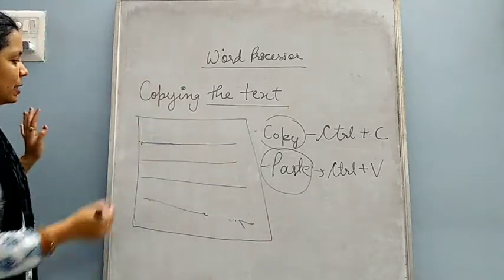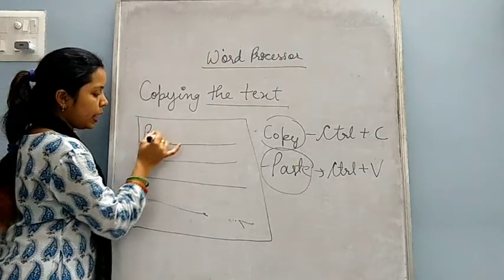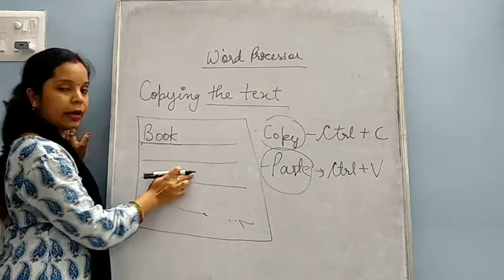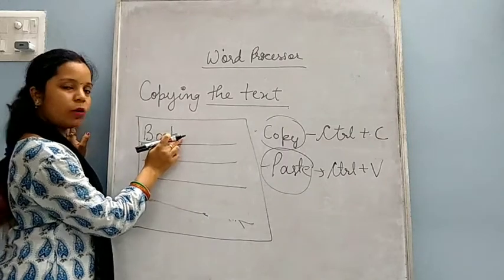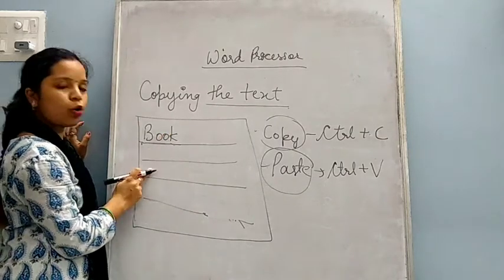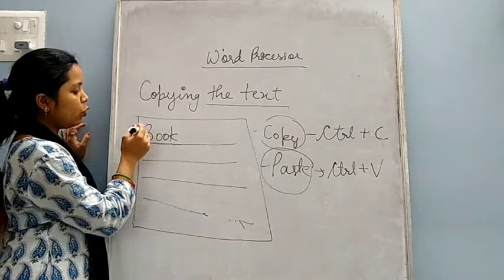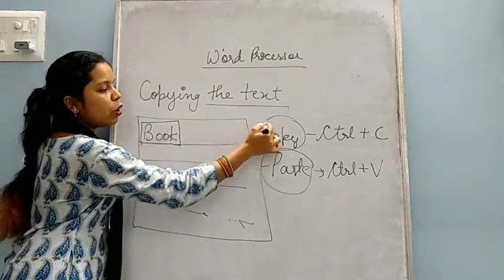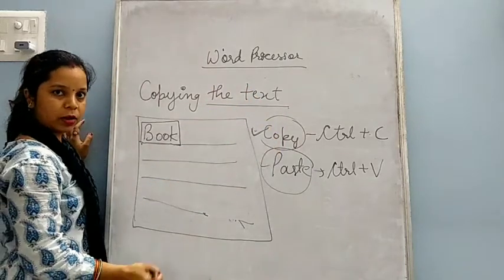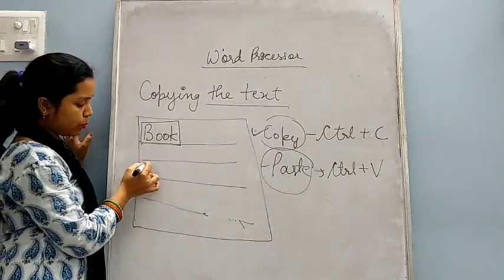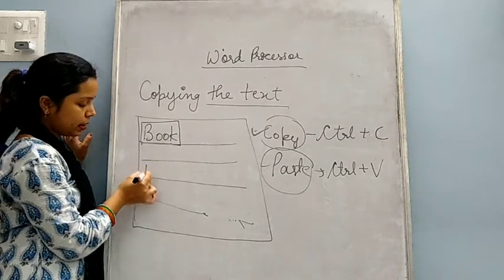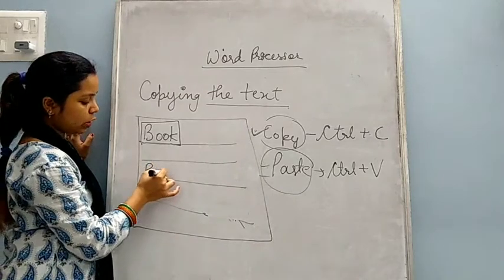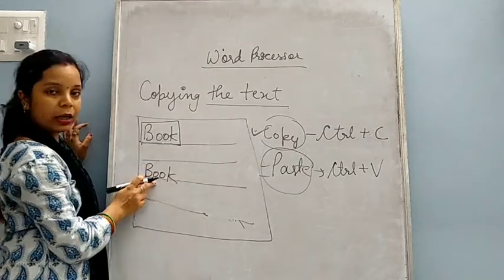So copying means, suppose I have written a word here in the first line and I want to copy the same word to the third line. What will you do? You will select this word and click on the copy option. After clicking copy, you will come to the third line, click there, and click on the paste option. When you click paste, the same word will come here.